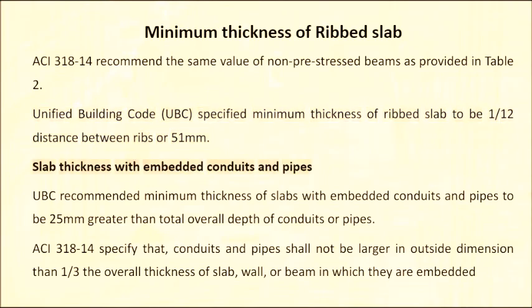Slab thickness with embedded conduits and pipes. UBC recommended minimum thickness of slabs with embedded conduits and pipes to be 25 mm greater than total overall depth of conduits or pipes. ACI 318-14 specifies that conduits and pipes shall not be larger in outside dimension than 1/3 the overall thickness of slab, wall, or beam in which they are embedded.